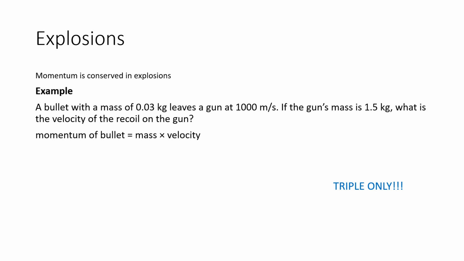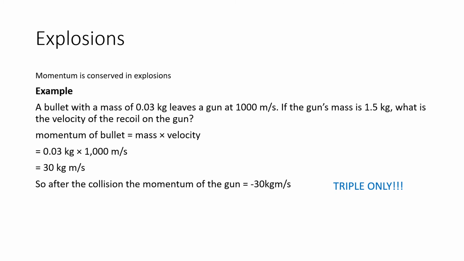The momentum of the bullet is equal to mass times velocity, which gives us a value of 30 kilogram meters per second. And this means that after the collision, the momentum of the gun must be minus 30 kilogram meters per second. So we can work out what the velocity of recoil of the gun is, and we get minus 20 meters per second. Notice the negatives because the direction is very important in these calculations.